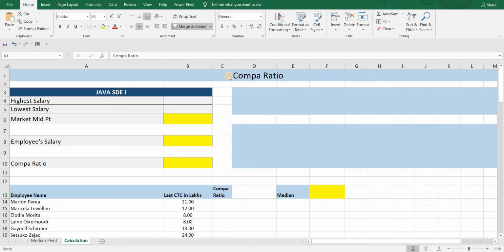Today we will cover a little more complex HR concept, which is compa ratio.